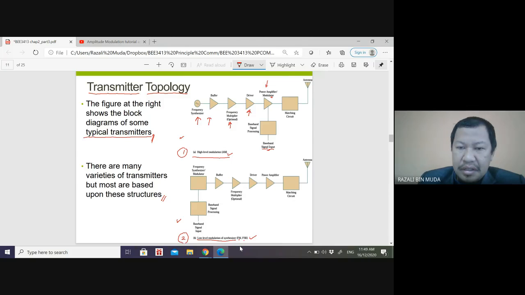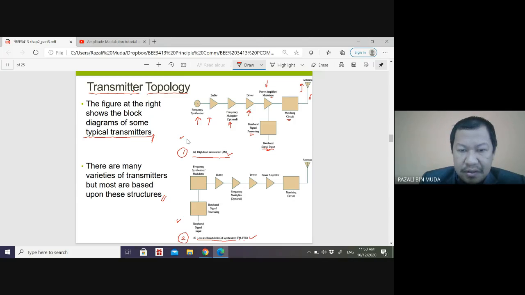This is the input signal, and here we have the baseband signal processing unit, and the output goes into the matching circuit, and after that you have the antenna for transmission. So all these components are the building blocks of a transmitter. So here let's see the low level modulation synthesizer.